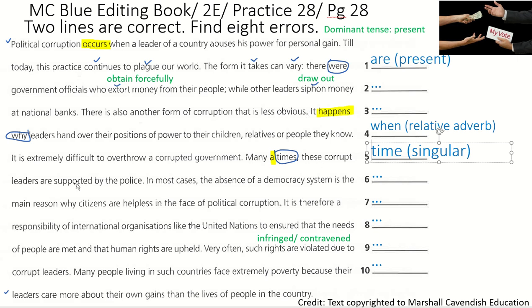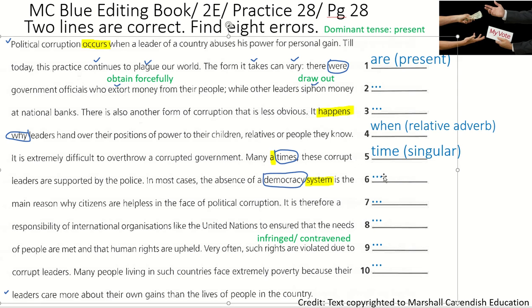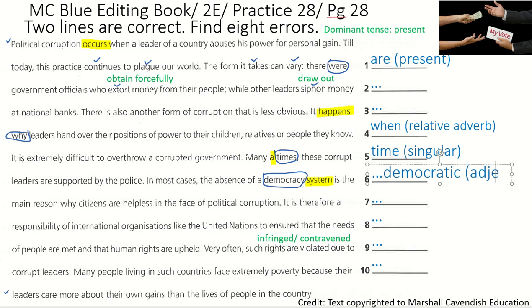Okay, these corrupt leaders are supported by the police. Okay, in most cases, the absence of a democracy system. Okay, I spotted that this is trying to describe the system. So when trying to describe a system, you should use an adjective. So this word democracy is a noun. So an adjective for democracy should be democratic. Democratic. So that is an adjective. Continue.